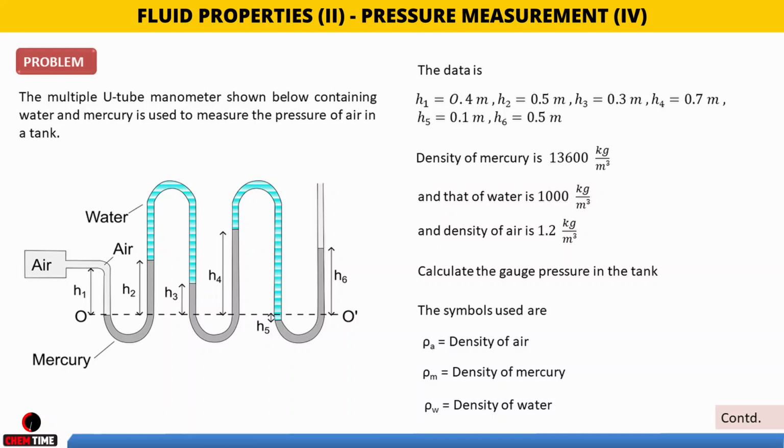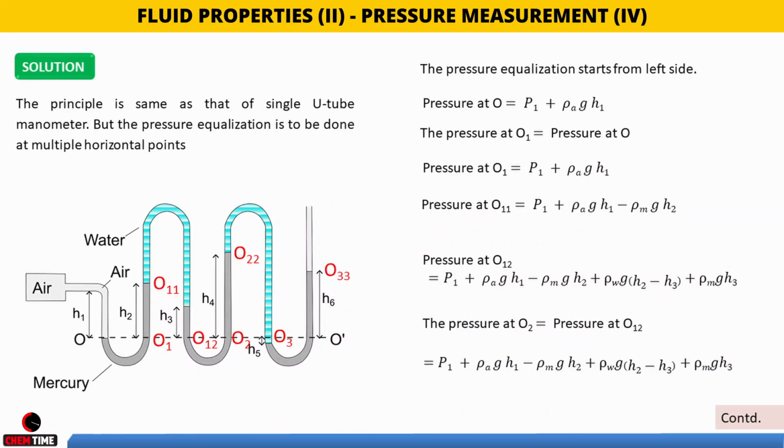We know the density of mercury is 13,600 kg per meter cube, that of water is 1000 kg per meter cube, while the density of air is 1.2 kg per meter cube. The symbols that will be used for arriving at the pressure of the air in the tank are rho A, density of air; rho M, density of mercury; rho W, density of water.